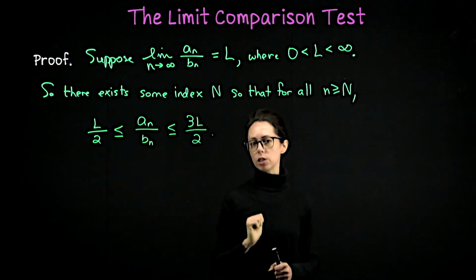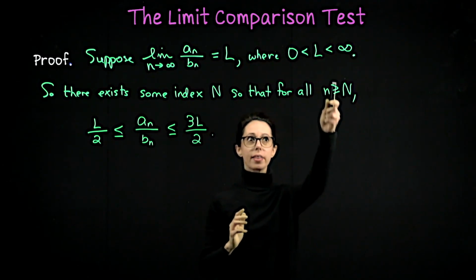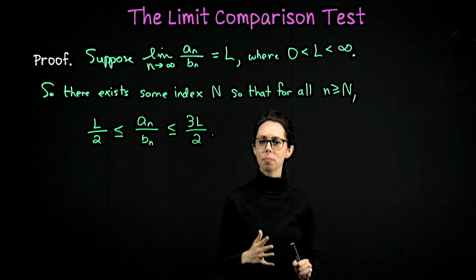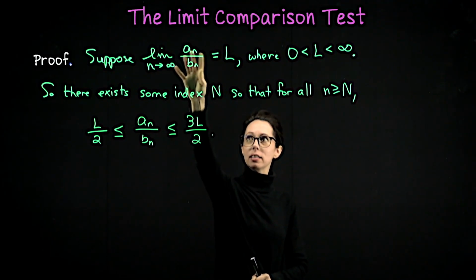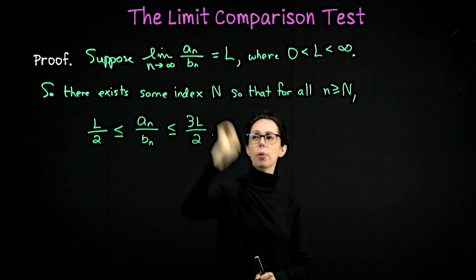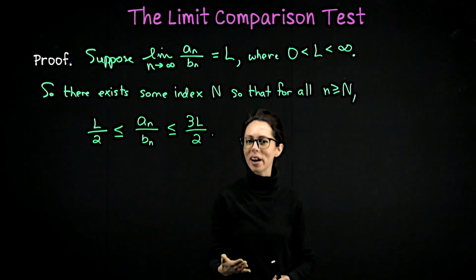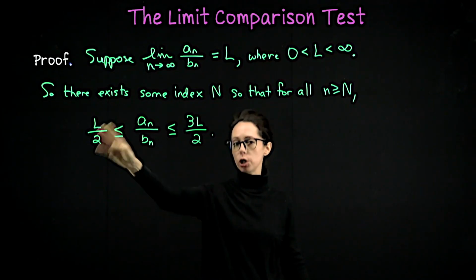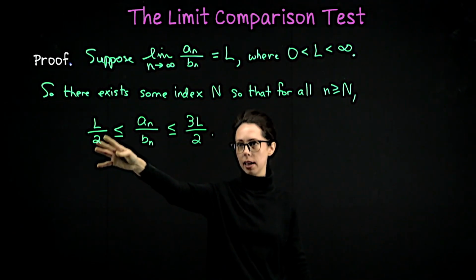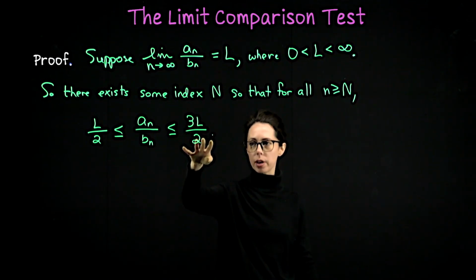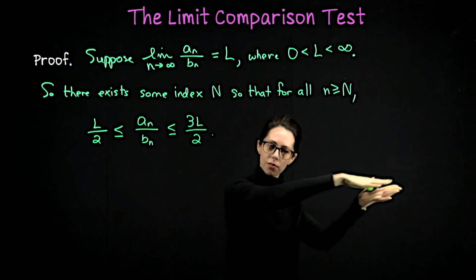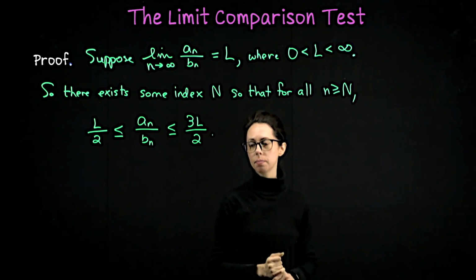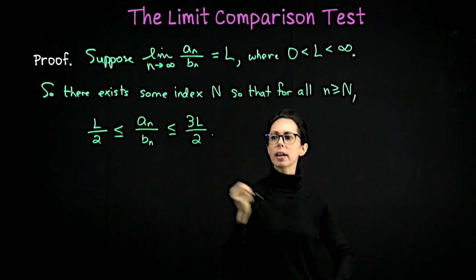That this inequality is useful follows from the fact that L is a finite positive number. So imagine L was the number 4. If this ratio an over bn is approaching the number 4, then if you go out far enough, the numbers are going to be between 2, so 4 over 2, and 6, 3 times 4 divided by 2. Right? So if you're limiting to 4, eventually you're going to be between 2 and 6 from that point forwards.